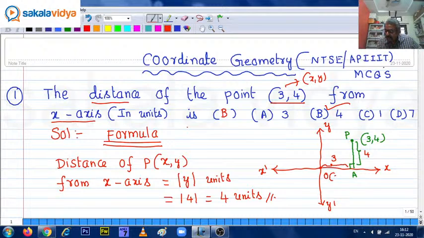Right. So which chapter is difficult in intermediate 1A? Everything is easy. Just concentrate on the vectors. Okay, right.